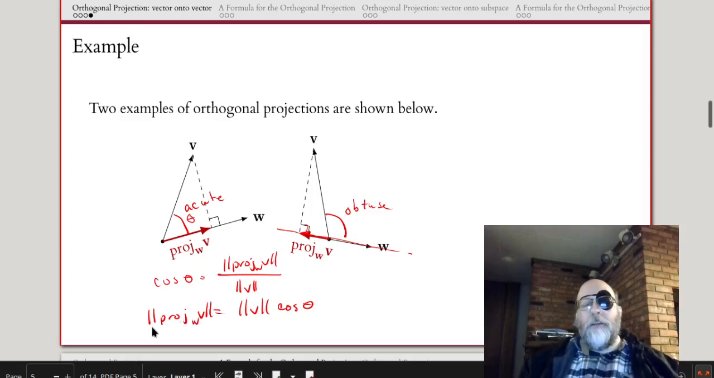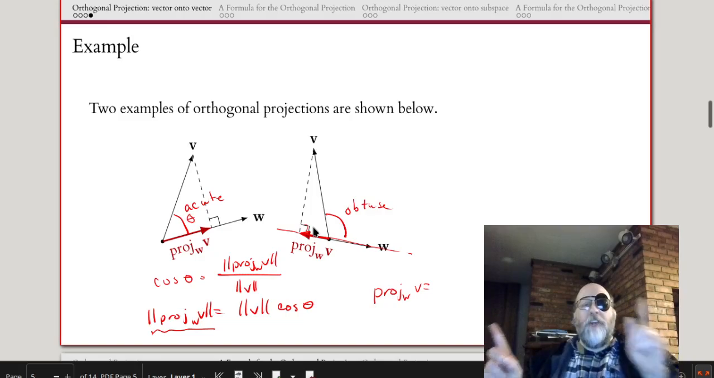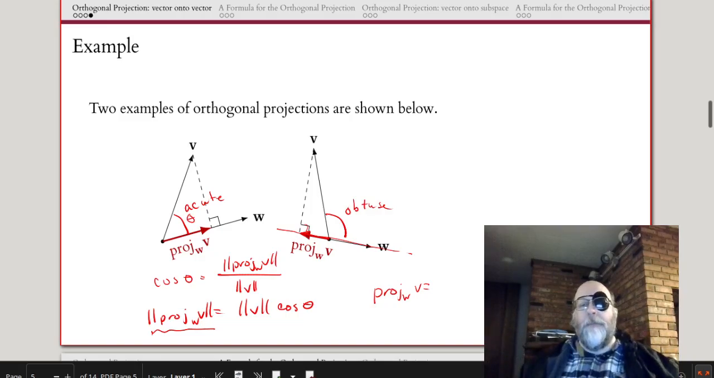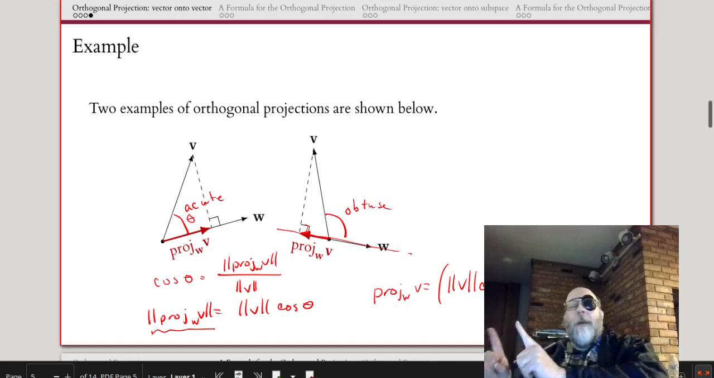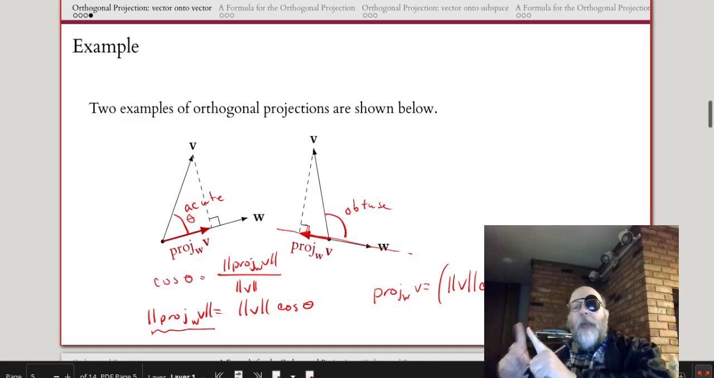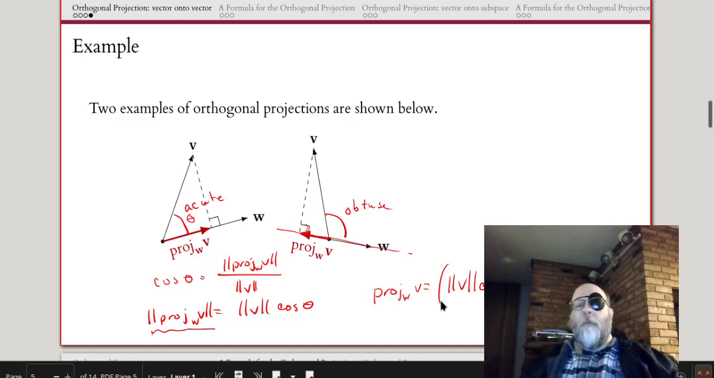And how do we then get from this magnitude to the actual vector? Well, I need to take W and change it so that the length is the length of the projection. And the way we do that is I first take W and make it into a unit vector by dividing by the length of W. And now that it's 1 unit long, I'll multiply by this length, and then it will be the correct length. So I'll take this length and multiply it by a unit vector.